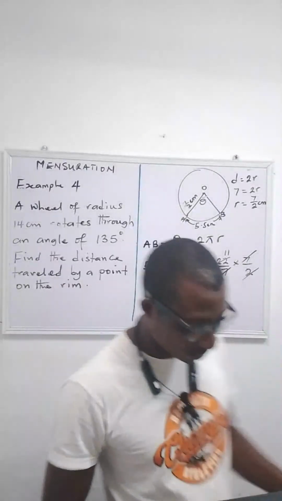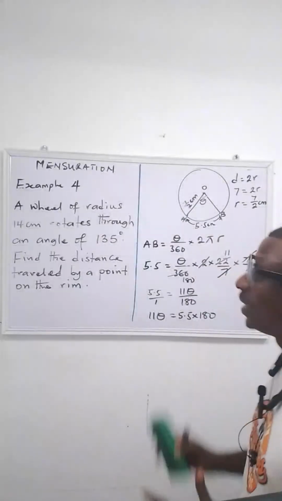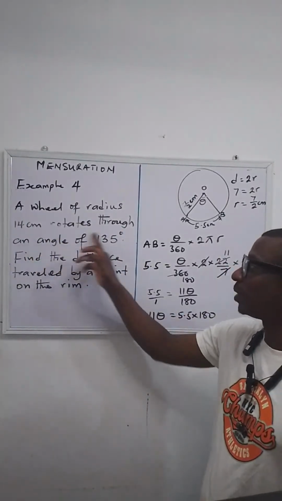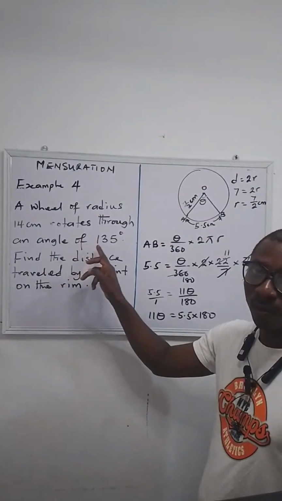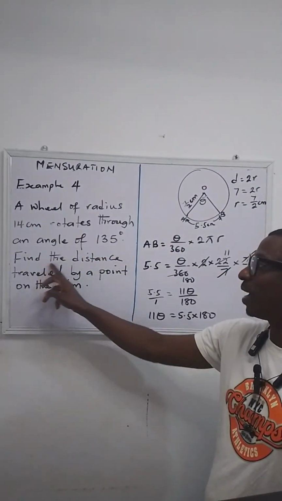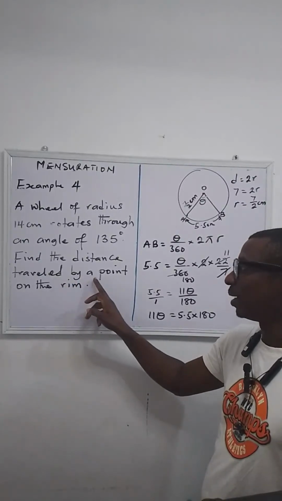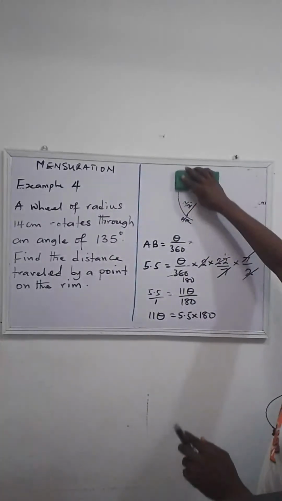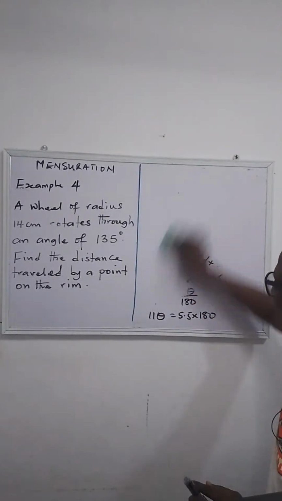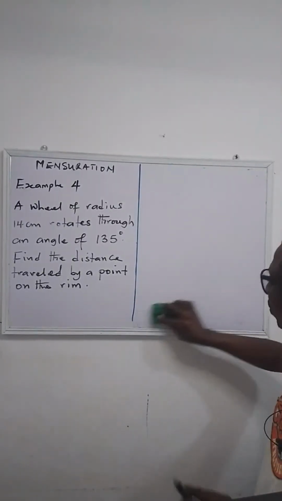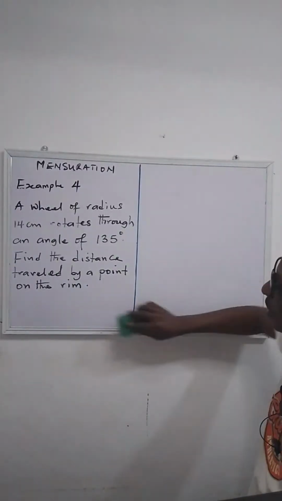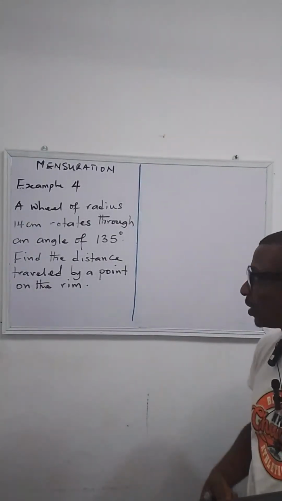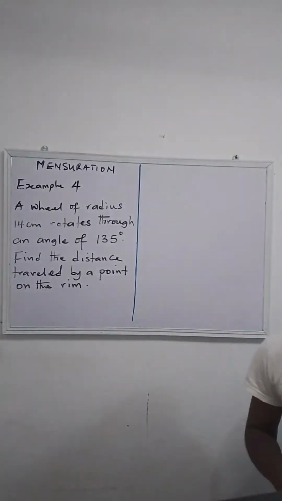Okay, so now let's look at this problem. This is a real life problem. A wheel of radius 14 centimeters rotates through an angle of 135 degrees. You have to find the distance traveled by a point on the rim. This is a very interesting question. So can we try that? Let's link it with what we have been doing. This one is not abstract like the ones we have been doing before. So what is going to be the distance traveled by a point on the rim?